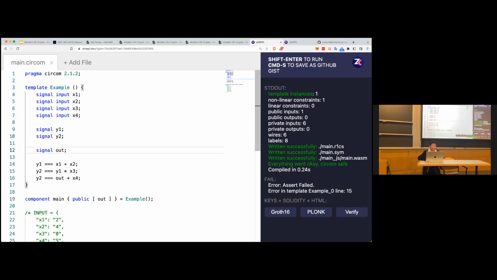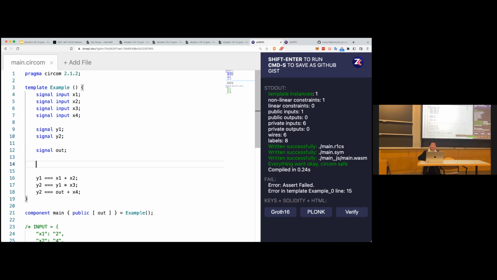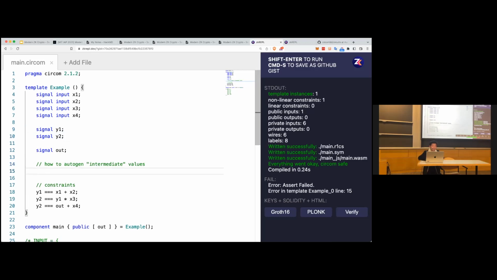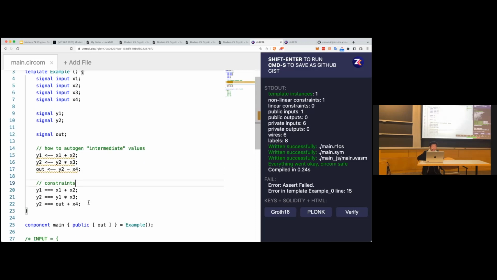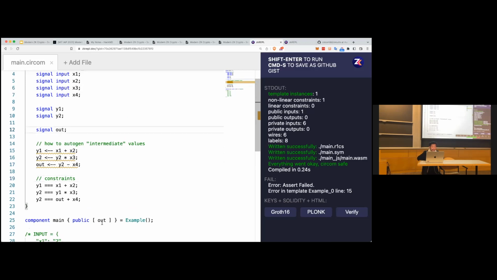Then I have to tell Circom how at proving time it should generate those values. So over here I'm going to write constraints, and then here's how to auto-generate intermediate values. By using the single arrow operator, I can write expressions that perform this auto-generation process. Here y1 should be generated as x1 plus x2, y2 should be generated as this, and out should be generated as y2 minus x4. Cool. And let's kill this. The other thing is you're going to want to kill all the stuff after main, for reasons that we'll talk about very shortly.